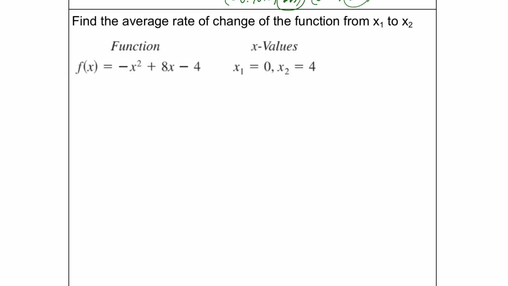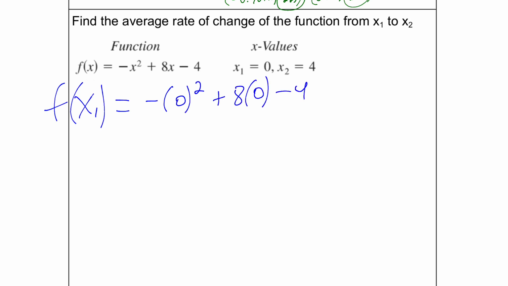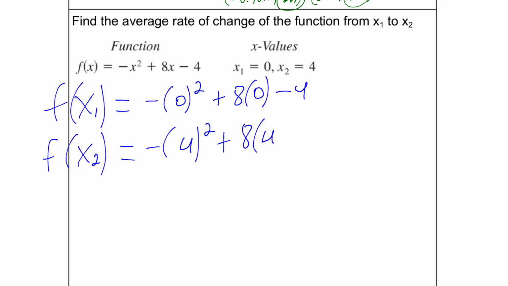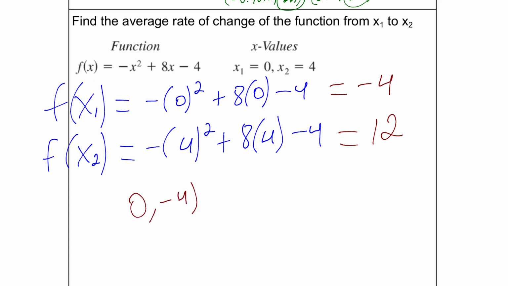To find the average rate of change of the function between these two coordinates, we plug them in separately. So x1 we can plug in. That's f of x1, and it turns out that one is going to be negative 0 squared plus 8 times 0 minus 4. And f of x2 is going to be negative 4 squared plus 8 times 4 minus 4. And when we get an answer here, that's kind of like our y value. So this one is going to be a negative 4, and this one's going to be 12. So now I have x1, y1, which is 0, negative 4, and I have x2, y2, which is 4, 12.